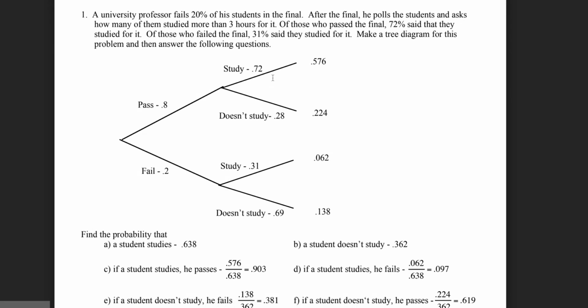Now, what I'm noticing right away is that these probabilities, the studying probabilities, are different depending on whether you passed or failed. So I immediately know this is a dependent situation. The probability of you studying depends on whether you passed or not. There's a connection there, right? So they're not independent. They are dependent on each other.